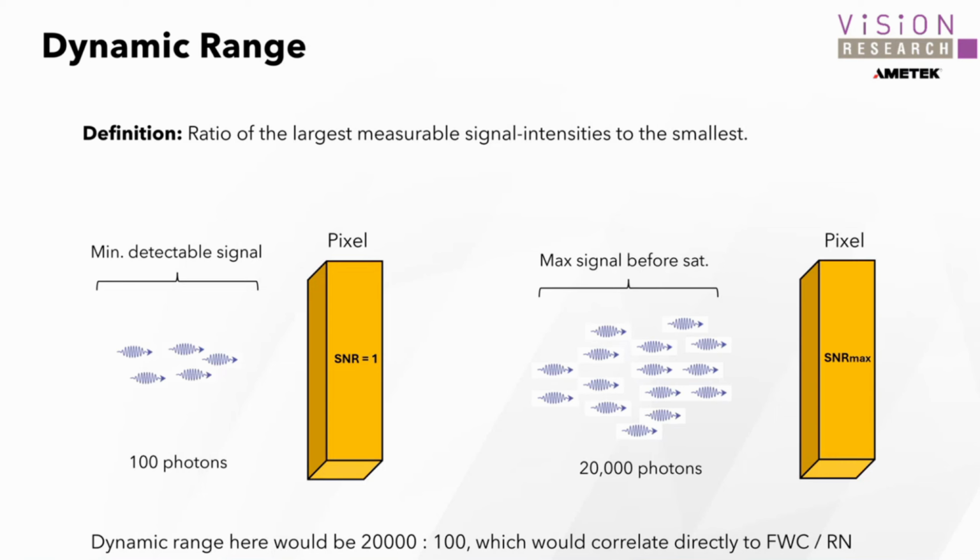Okay, so here if we have 100 photons as our SNR of 1, that's our minimum, that's our AST, and then we have the maximum signal before we tip over to saturation. That is our SNR max. Here the example is 100 photons at our AST and 20,000 photons at our maximum signal. Therefore, the dynamic range is 20,000 to 100. So that correlates directly to our full well capacity over our read noise.